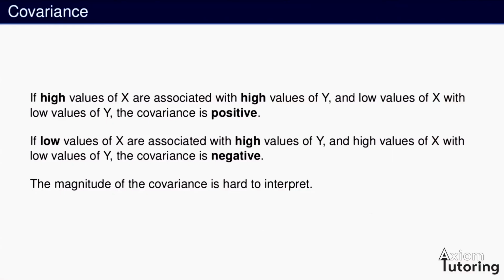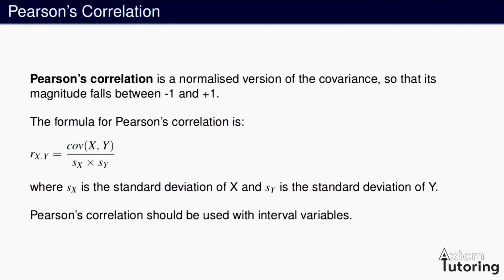But one issue with the covariance is that its magnitude is actually quite hard to interpret. The reason why it's hard to interpret is that it depends on the unit of measurements of the two variables that we're interested in. If we just change the unit of measurement, so we don't change anything apart from the way we measure those variables, we'll get a different value for the covariance.